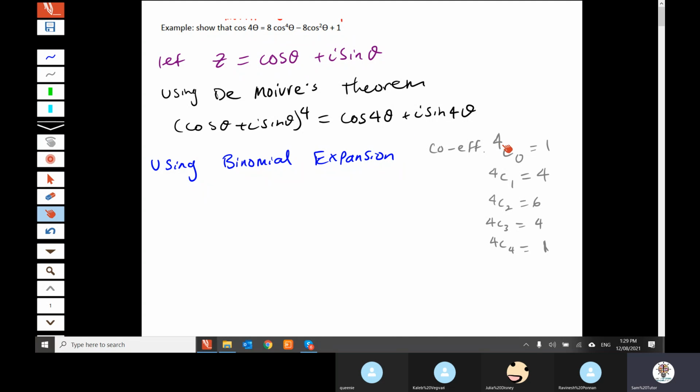Obviously, this number changes according to your expansion. So if it was a power of 3, that would have been 3 choose 0, 3 choose 1, 3 choose 2, 3 choose 3.